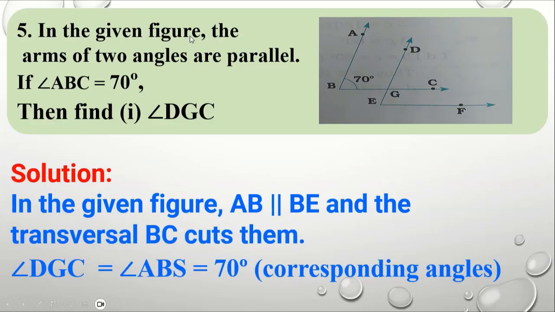Next, the fifth question. In the given figure, the arms of two angles are parallel. If angle ABC equals 70 degrees, then find angle DGC. So in the given figure, AB is parallel to DE, and the transversal BC cuts them. So angle DGC equals angle ABC equals 70 degrees. That is corresponding angles.